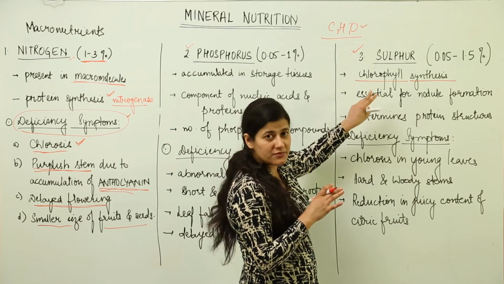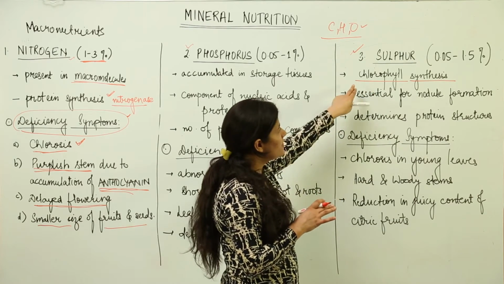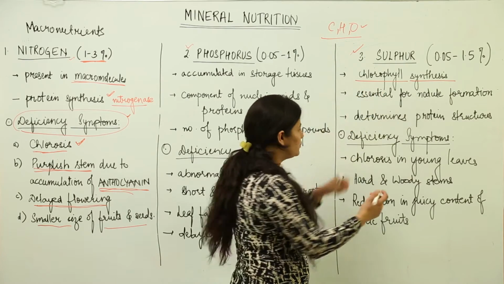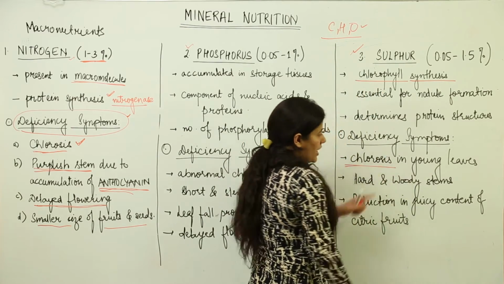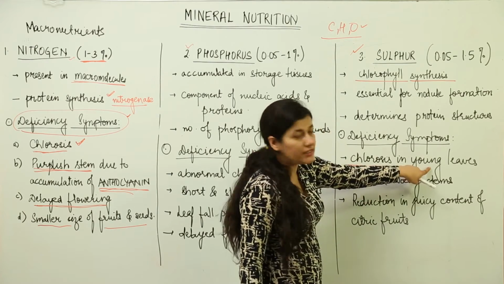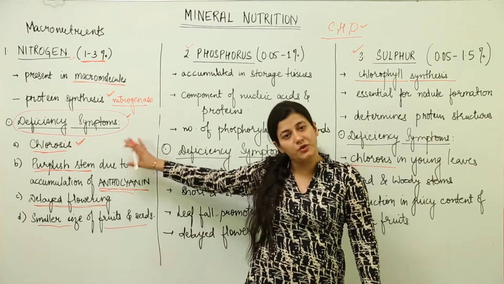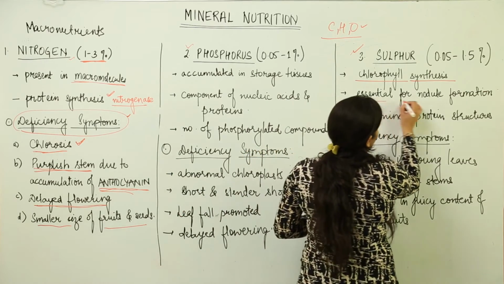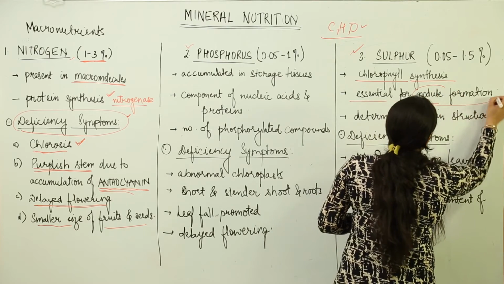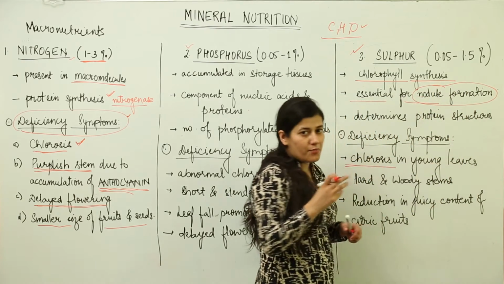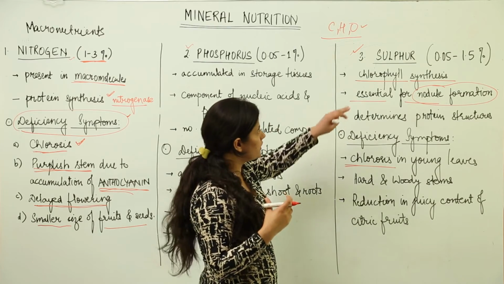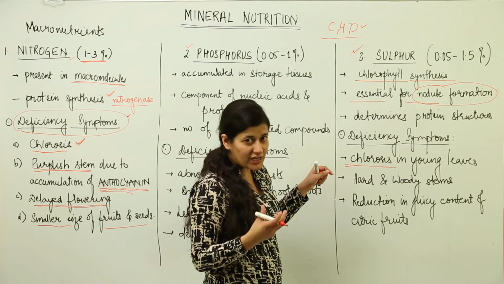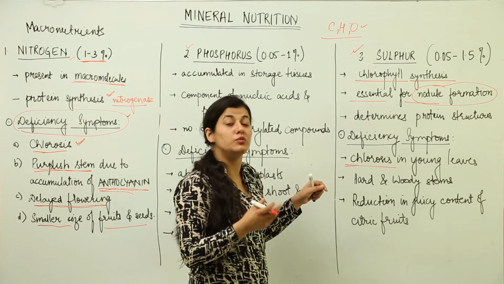So one thing that comes to mind after reading about nitrogen: because it plays a role in synthesis of chlorophyll, its deficiency would lead to chlorosis. Here also you see that deficiency is seen in young leaves. Here also the chlorosis would be in young leaves. Now it is essential for nodule formation. Nodulation is very important for nitrogen uptake. So supposedly if sulfur is not abundantly present in the soil, nodulation would not take place and the nitrogen uptake from the soil would also be hampered.